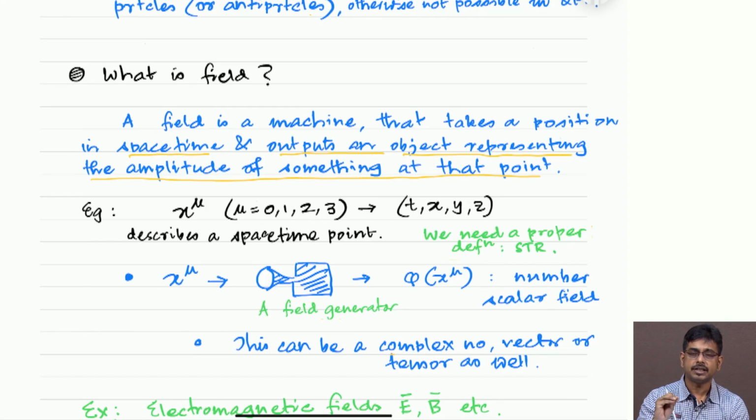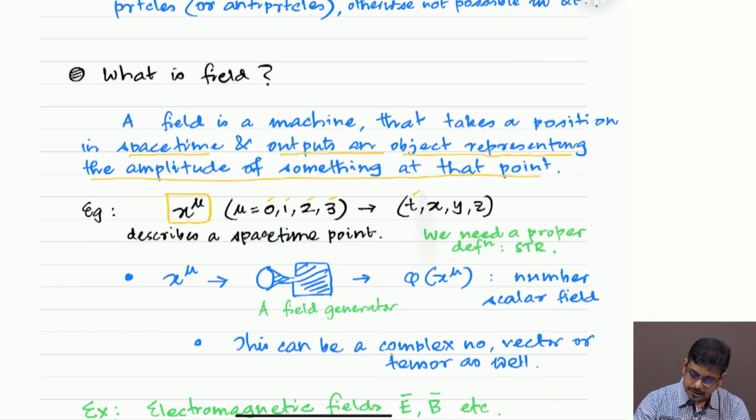So, let us assume that the space-time point is described by a quantity which is called x^μ, okay, where this μ is an index which takes values like 0, 1, 2, 3. That means x^μ has 4 different components, x^0, x^1, x^2 and x^3. What is x^0? x^0 is basically time, x^1 is x, x^2 is y and x^3 is z. So, this is the space-time point.